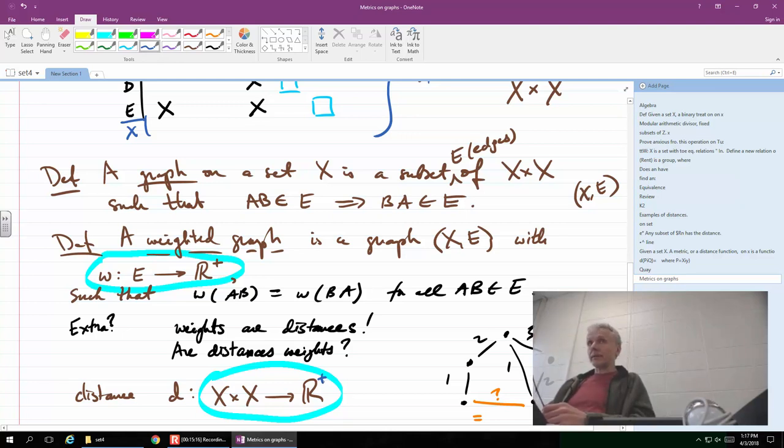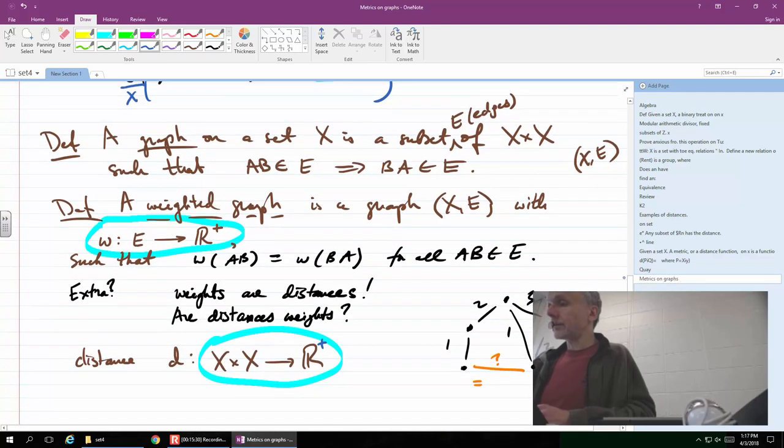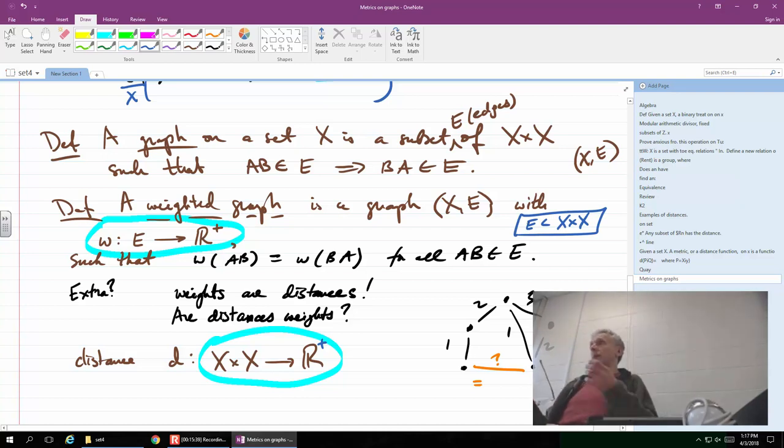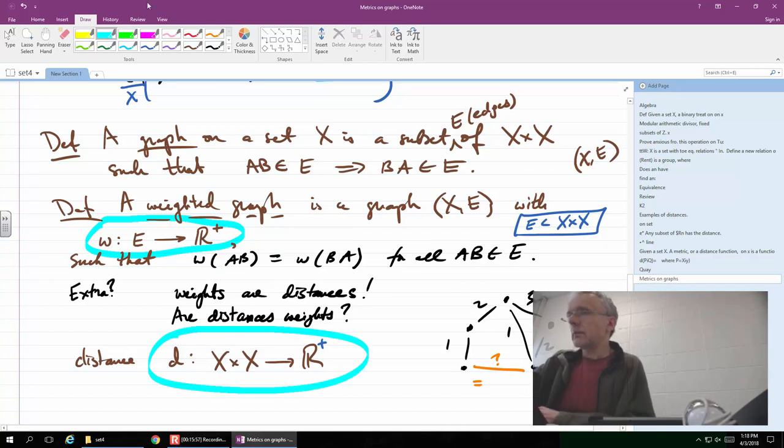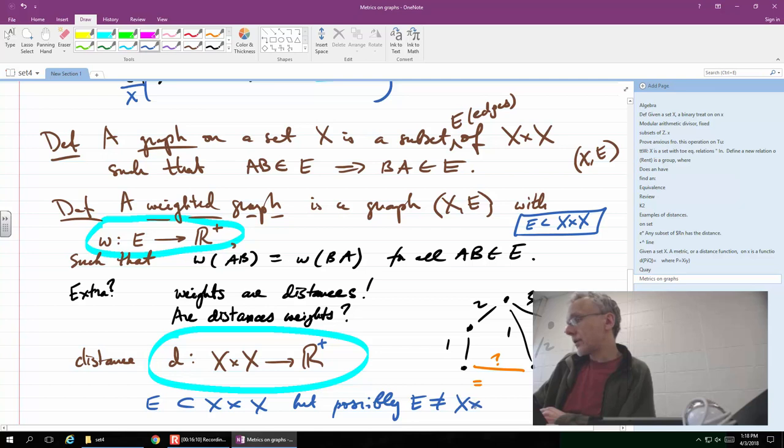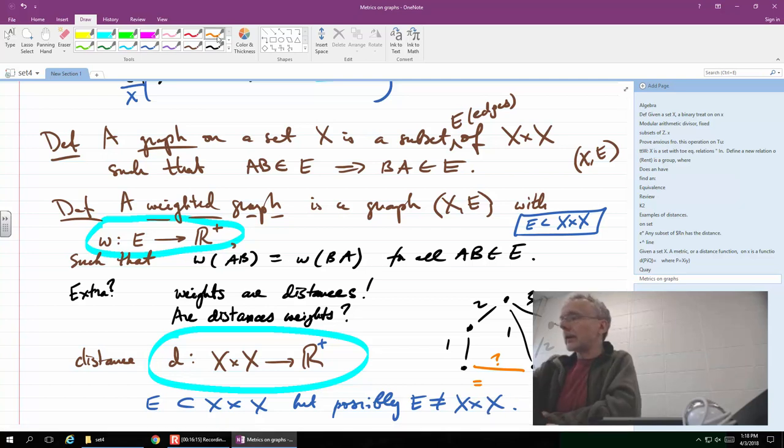Okay, so what is the difference? The difference is right here: E is a subset of X cross X, but it's not the whole thing. So there might be pairs of nodes with no edges between them, which means that there is no distance to be read off the distance formula. That's what the picture on the right is supposed to illustrate, that E is a subset of X cross X, but possibly E is not equal to X cross X. Just this example is not it. And that is the deficiency that we have to fill.